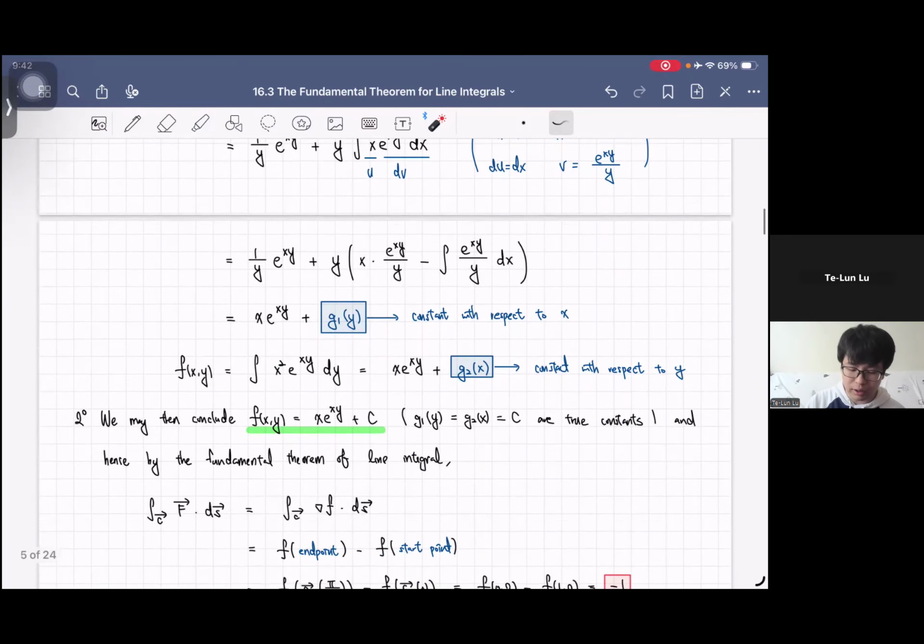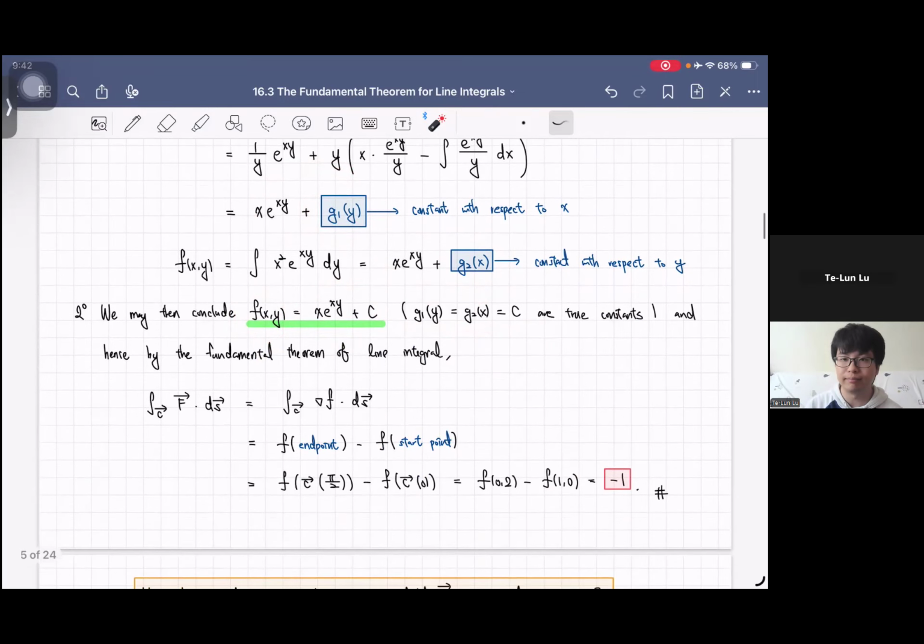In this case, these two already look quite similar, right? So since g1 of y is equal to g2 of x, the only possibility will be an actual constant, something like 2 or 3 or 10,000, right? Because it cannot depend on y and it cannot depend on x. So it is an actual absolute constant. So we have concluded that f of xy should be x e^(xy) plus c, where c is an actual constant, okay? In this case, g1 of y and g2 of x are just c.